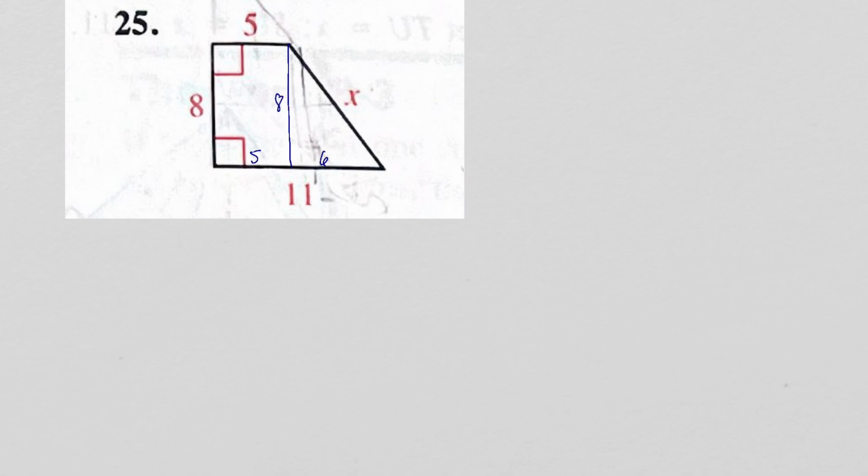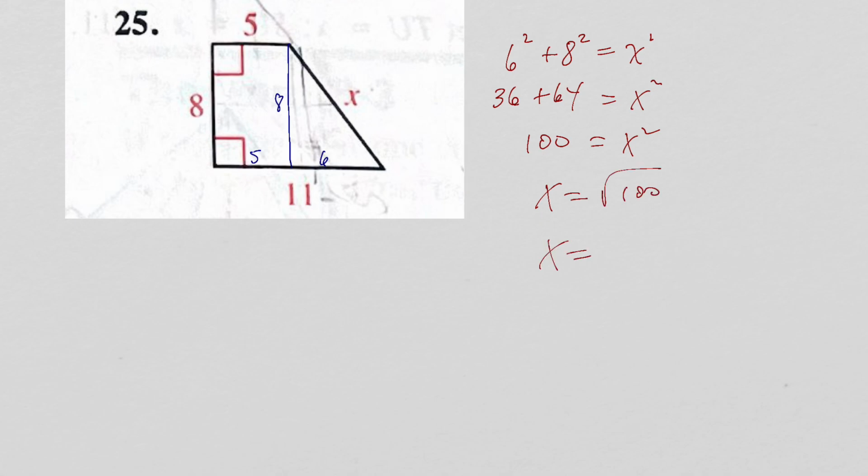But anyway, if you don't see that, we're just going to say that 6 squared plus 8 squared is equal to x squared. So 36 plus 64 is equal to x squared. 100 is equal to x squared. So x is equal to the square root of 100, which is 10.